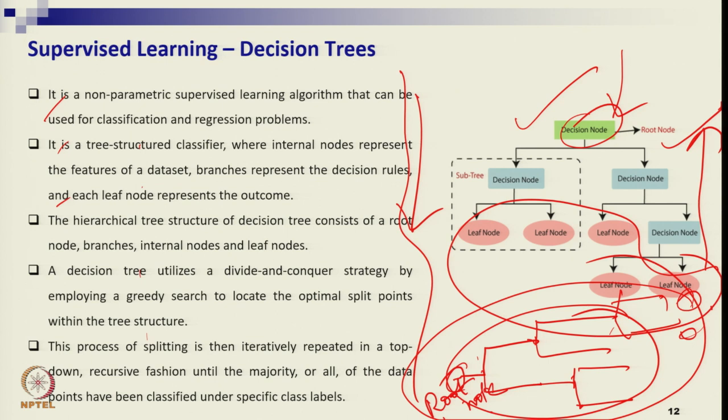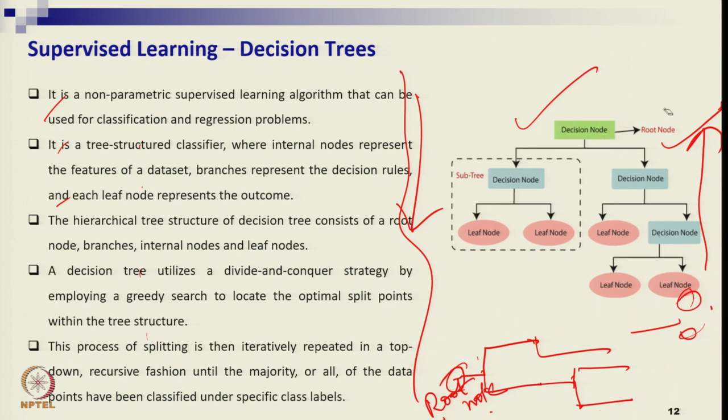This is supervised learning. Here you can see the general structure. You can see the decision node will come as the root node, the first point, and the final decision. Intermediate steps will be there, right, from different branches, subtrees.